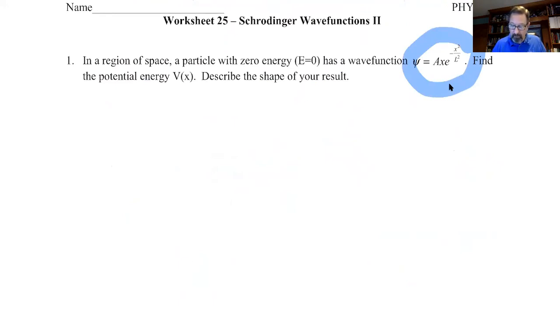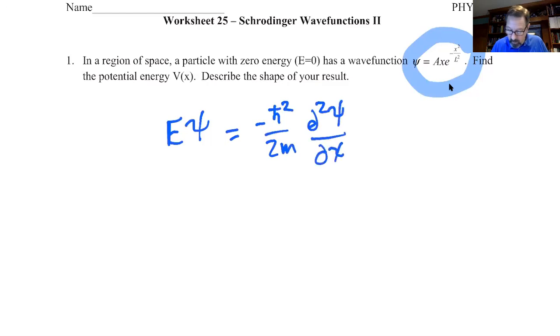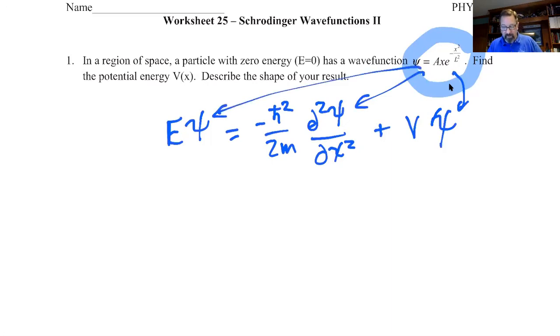But the point is, now that I have Schrodinger's time independent wave equation, right? And I got to go minus h bar squared over 2m, second derivative of psi with respect to x plus the potential energy times psi. Now that I have this thing, I can put it there. I can put its second derivative right there. I can put it right there. I should be able to solve for what the potential is.